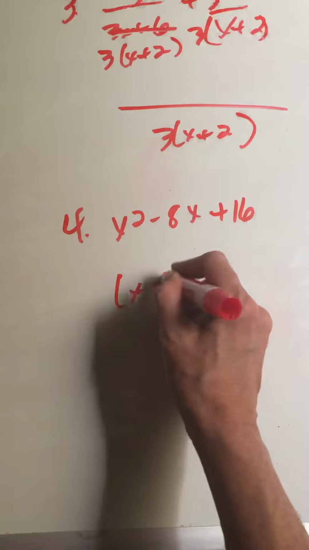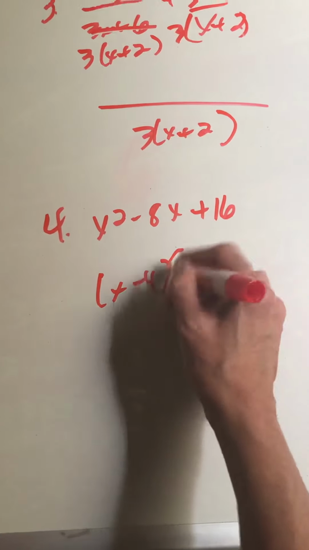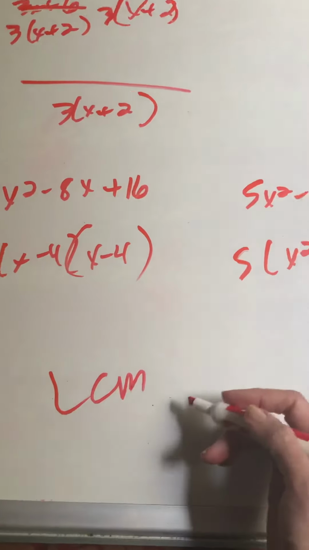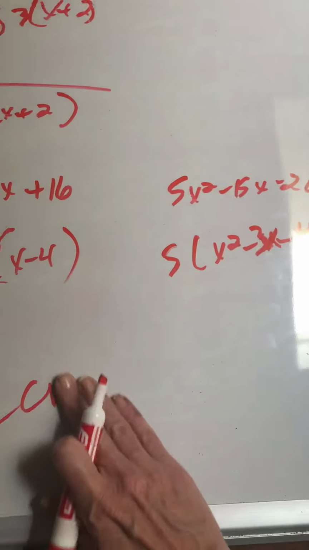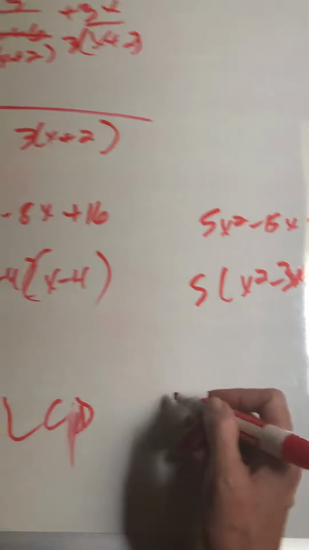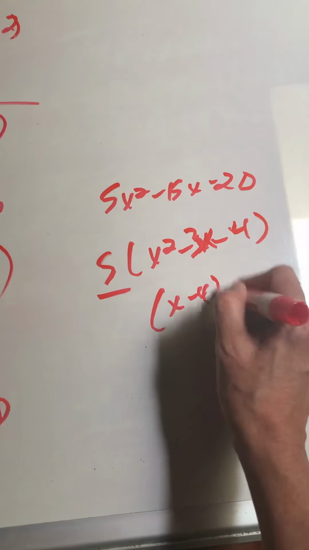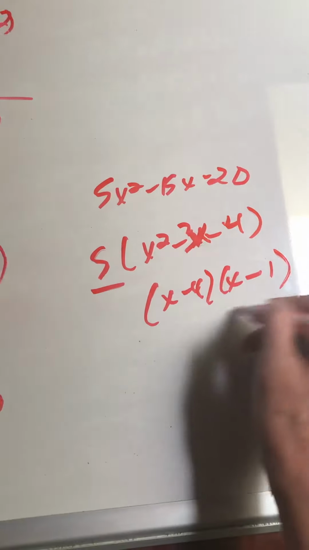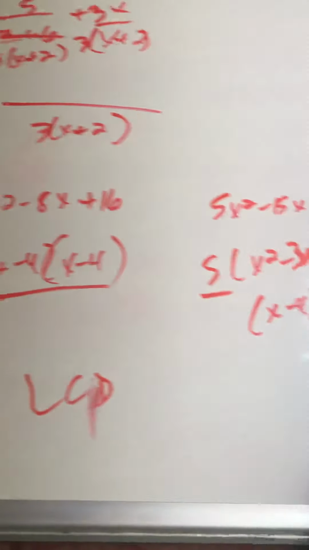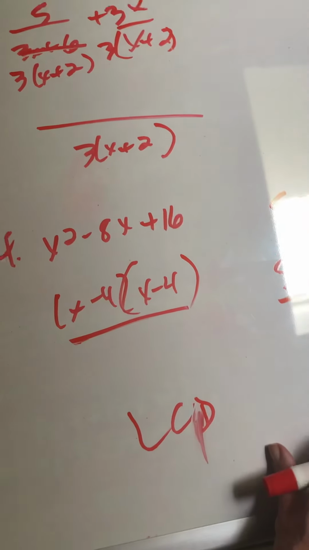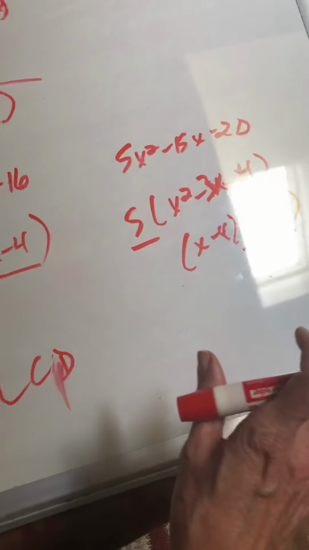So this is like x minus 4 times x minus 4. So you need both of those in your least common multiple or in your common denominator. I think they asked for a least common denominator. You're going to need the 5. You're going to need both those. This factors into x minus 4, x minus 1. And you need the x minus 1. So I've underlined everything you need. So make sure you show all that on number 4. You're not adding it. You're just factoring it and finding your least common denominator.